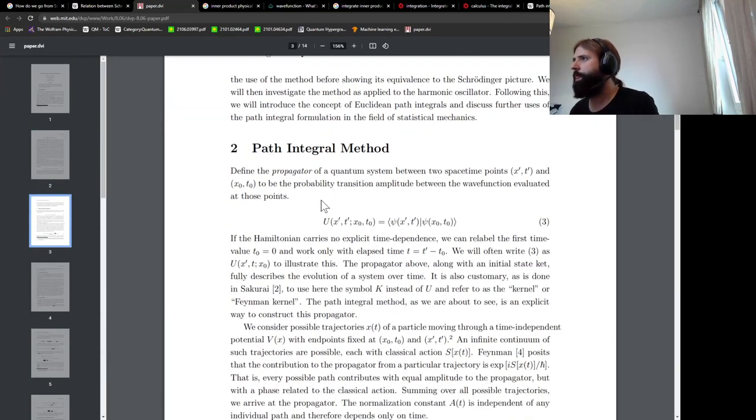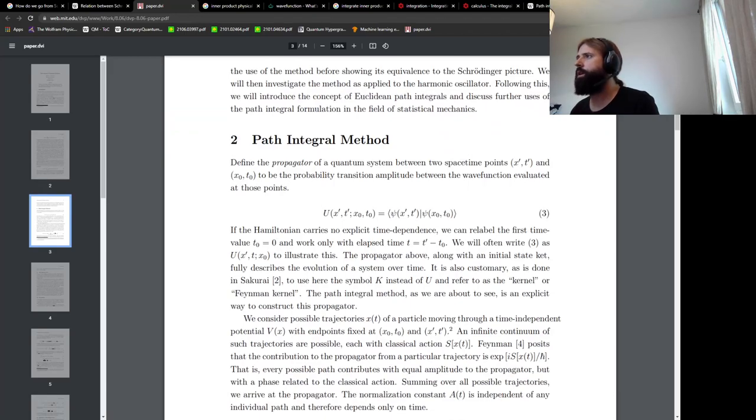So we get the path integral method, and then you define the propagator of a quantum system between two space-time points. Okay, so we're working in space-time here. But be careful with this. It is defined to be the probability transition amplitude between the wave function evaluated at these points. What is the wave function evaluated at these points? So what the value is.